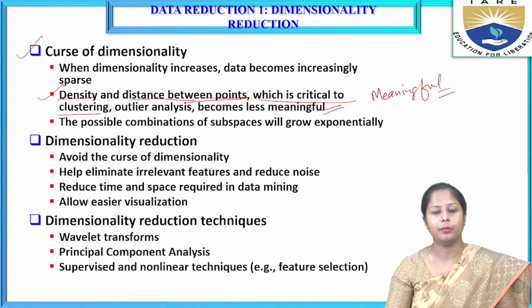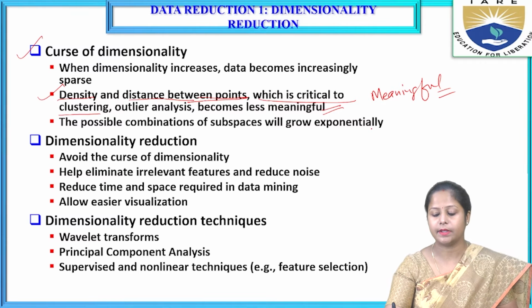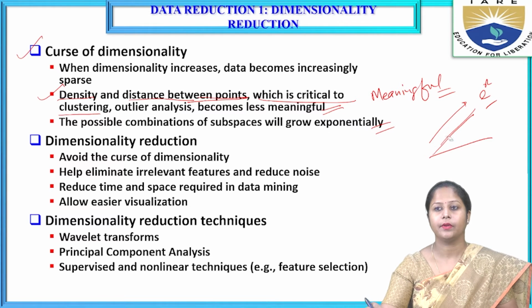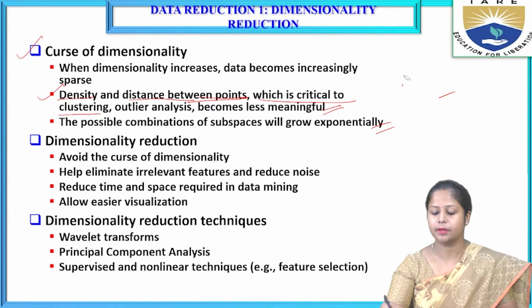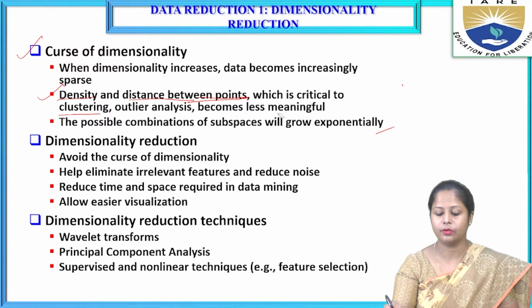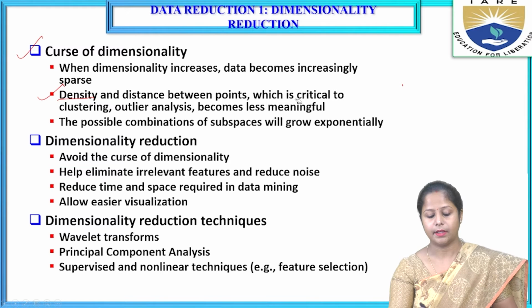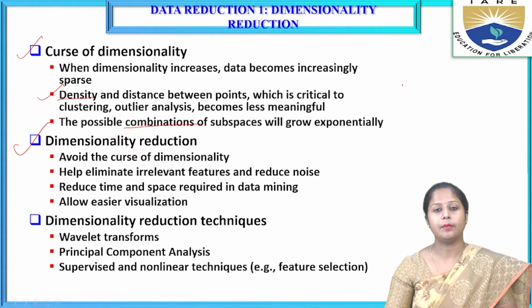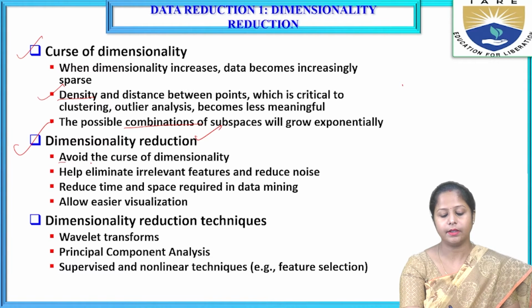The number of possible combinations of subspaces will grow exponentially. Dimensionality reduction is the second point. Why is it causing this?